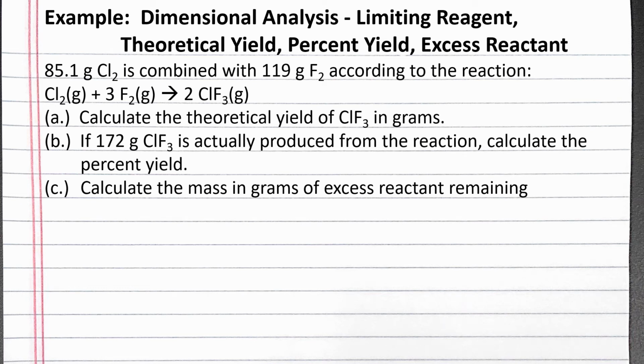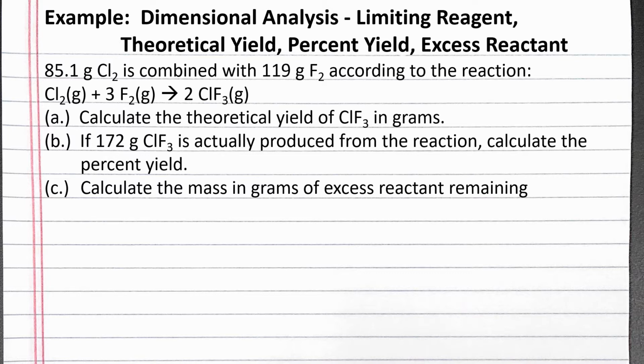In this example problem, we use dimensional analysis to find the limiting reagent and calculate the theoretical yield, percent yield, and excess reagent remaining. Our problem reads, 85.1 grams chlorine is combined with 119 grams fluorine according to the reaction: Cl2 gas plus 3F2 gas produces 2 ClF3 gas.